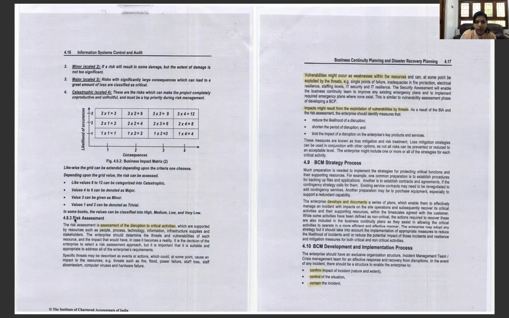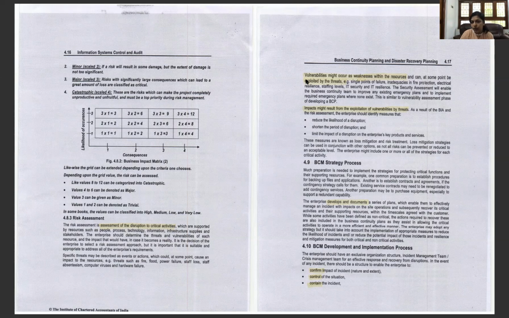And next we are coming to risk assessment. We have always said it all begins with risk assessment. What is that? Risk assessment is the assessment of the disruption to critical activity. So these are the two main keywords we are always talking about: critical activities, risk assessment, vulnerabilities, threats. First we have to identify the critical activities, then perform a risk assessment on them. That is, what is the amount of disruption that happens to these critical activities.